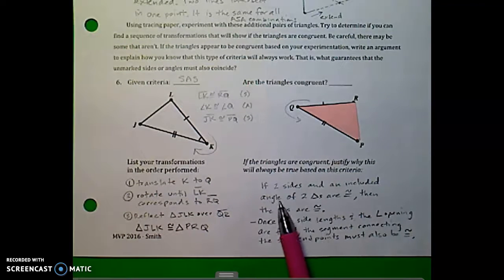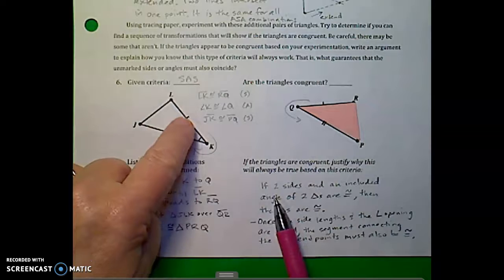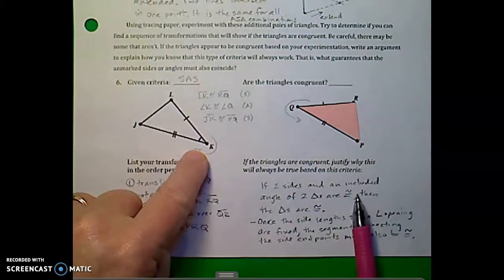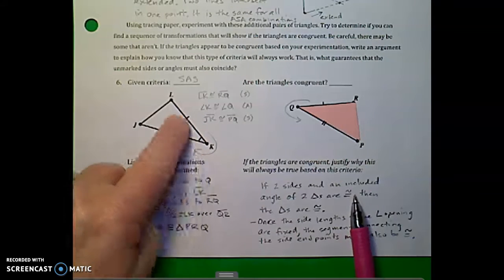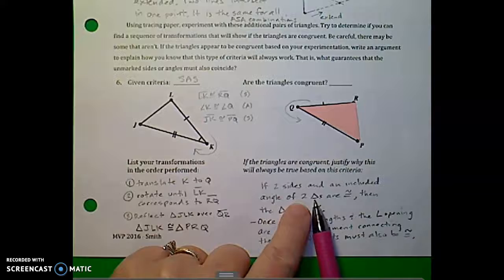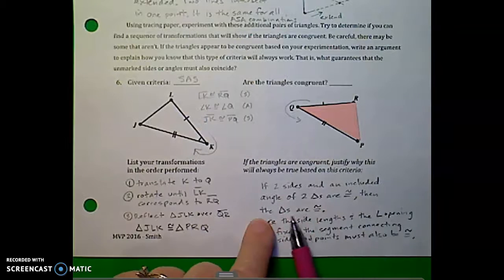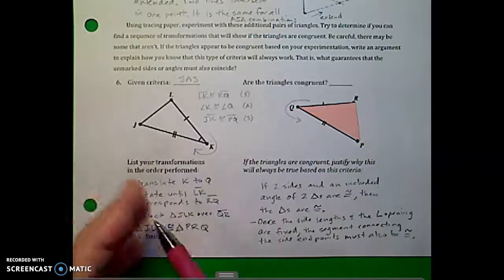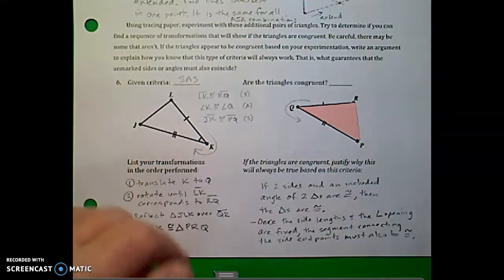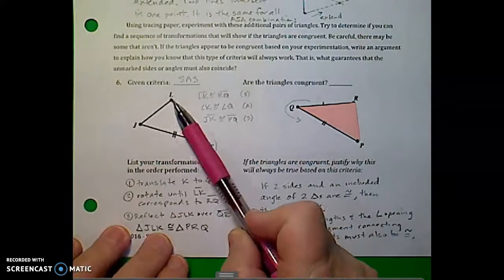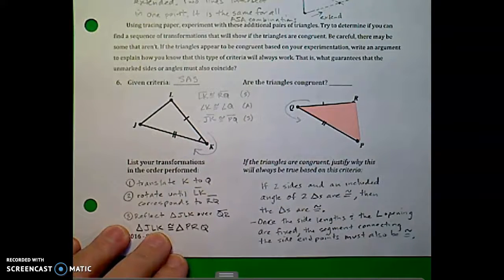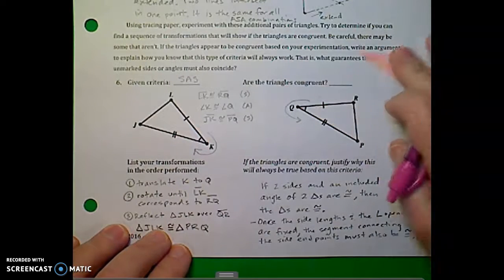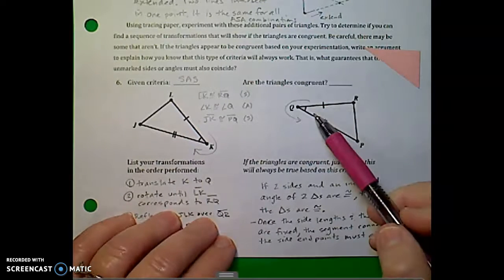So the words that go with this are: if you have any two sides of a triangle and the included angle, if that combination for two sets of triangles are all congruent, then the triangles have to be congruent. So once the two side lengths and the angle opening in between those two side lengths is fixed, then this segment that connects the other end also will have to be congruent, right?